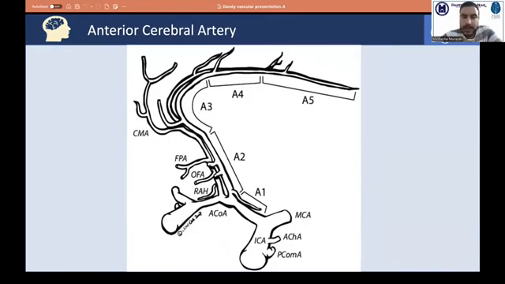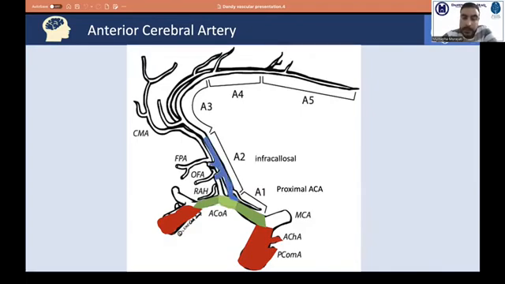So the ACA has 5 segments. Let's follow them. Here's the ICA, and then we have the A1 segment. The A1 segment, also called the proximal segment or the proximal ACA, or also called the pre-communicating segment because it is just before the ACOM, the anterior communicating artery. This is the ACOM. And then we have the A2 segment, called infracallosal, A3, the precallosal, A4, supracallosal, and A5, the posterocallosal.